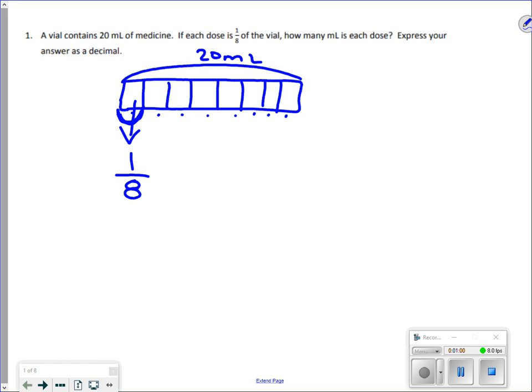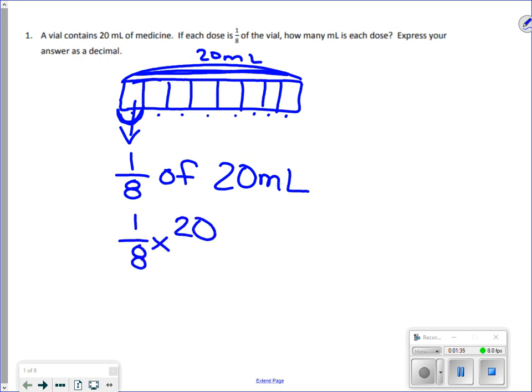So if the entire vial is 20 mLs, one dose is 1/8 of the entire vial. How can you find out how much is in one dose? 1/8 of the 20 mLs. What do you do? Multiply. Have I taught you how to divide fractions yet? No. Of is the same thing as multiply.